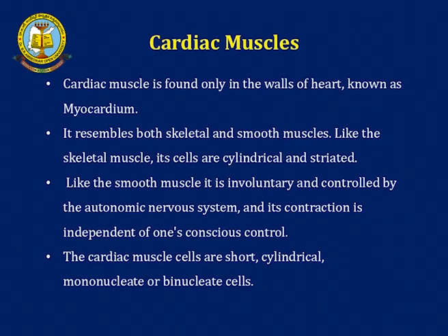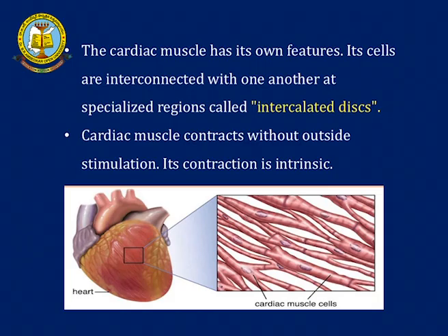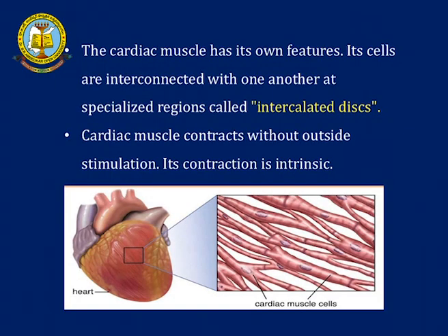The cardiac muscle cells are short, cylindrical, and mononucleate or binucleate cells. The cardiac muscle has its own specialized features which are confined only to the heart muscle. They possess interconnections in the form of intercalated discs. These intercalated discs help in self contraction, which in turn helps in the contraction and relaxation of the heart muscles, and so in the heartbeat.